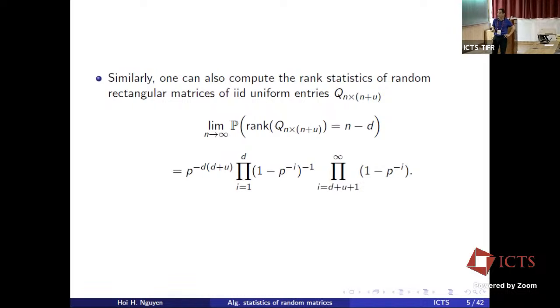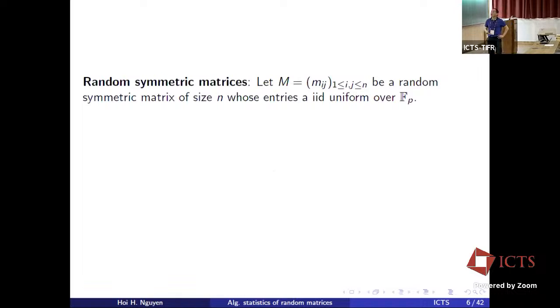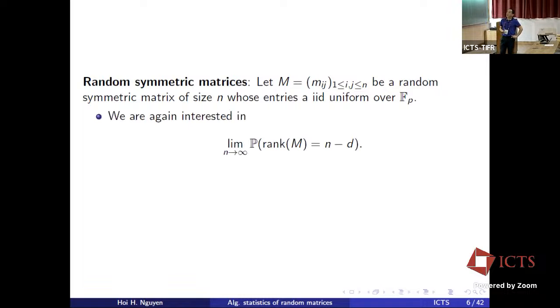It's a good thing. So now for symmetric matrices, I denote it by M. All the entries here are, up to symmetry, uniform over F_p. And again, we're interested in basic statistics, like what is the rank of this? Would it be similar to the IID matrices? We expect it's not, but how different? Okay, so we're interested in the rank.